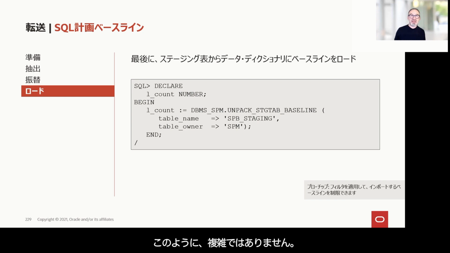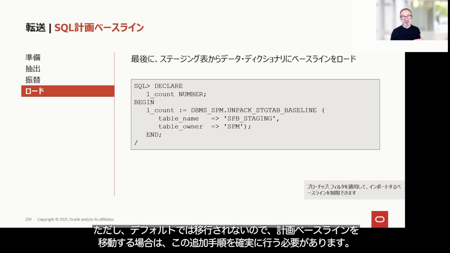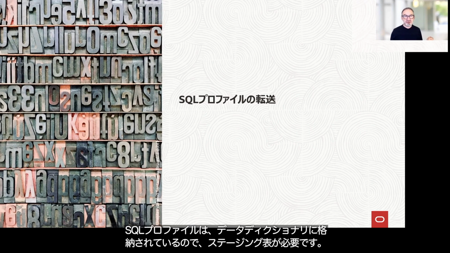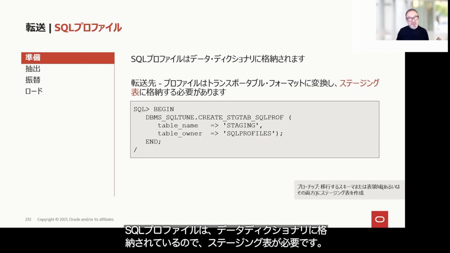So it's not complicated. You just need to make sure, if you plan to move your plan baselines, to take this extra step, because by default, they are not migrated over. And the same applies to SQL profiles. So also for SQL profiles, we need a staging table, because also they are stored in the data dictionary.